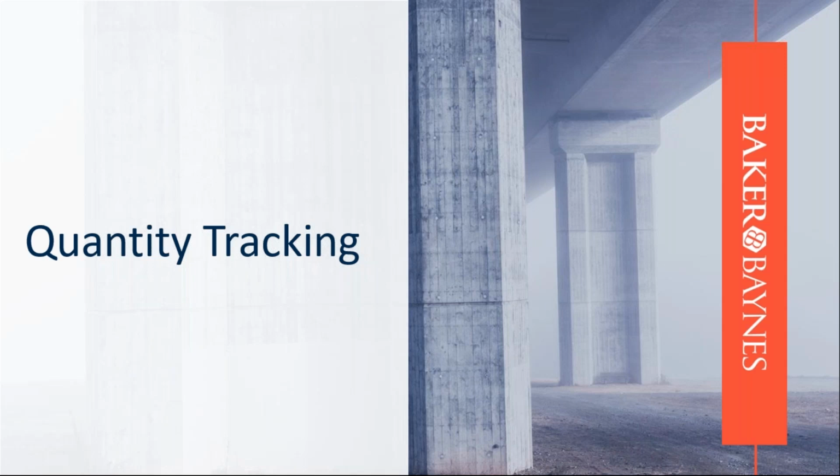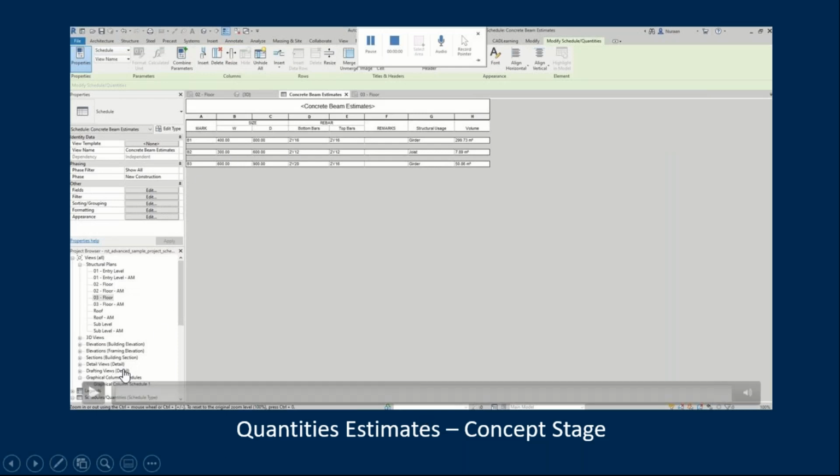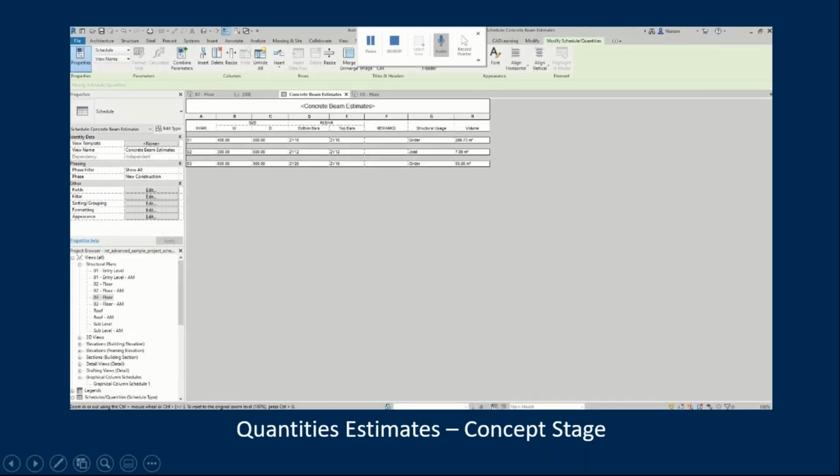So the next example is a particularly structural one. It's looking at assigning rebar estimates for reinforced concrete beams, but similar procedures can be followed and adapted to your specific purpose. So here we have a schedule of different types of beams that I'm expecting to have in a 3-story concrete building at concept stage.